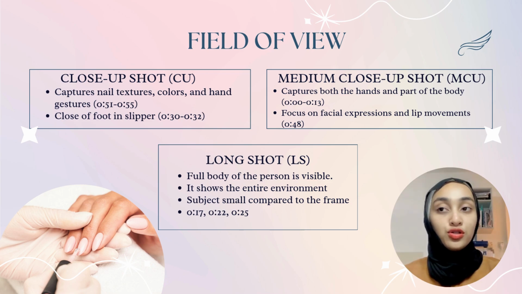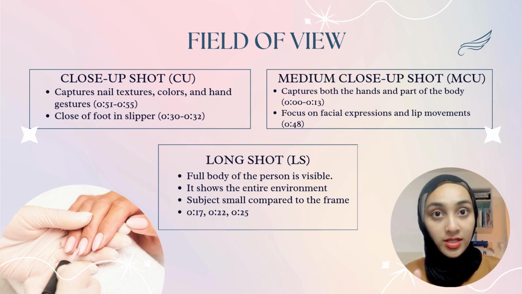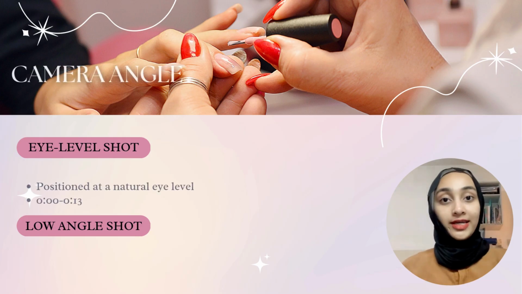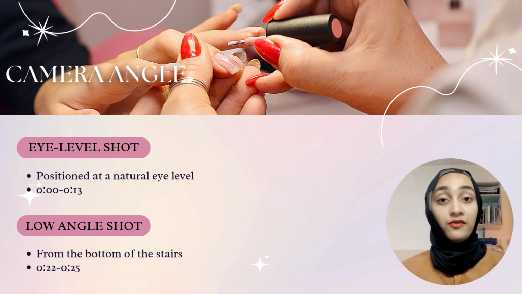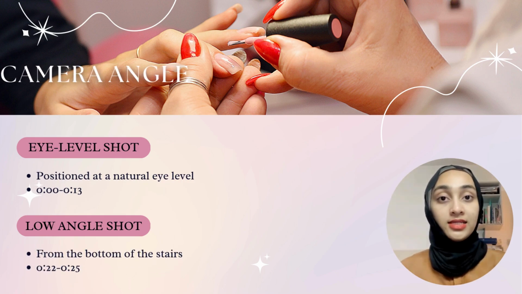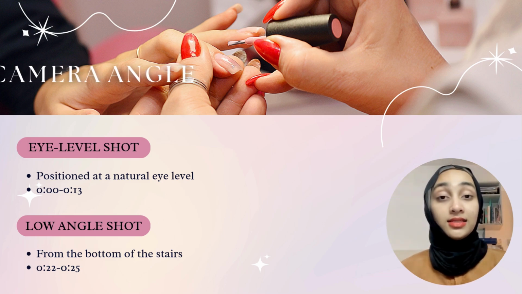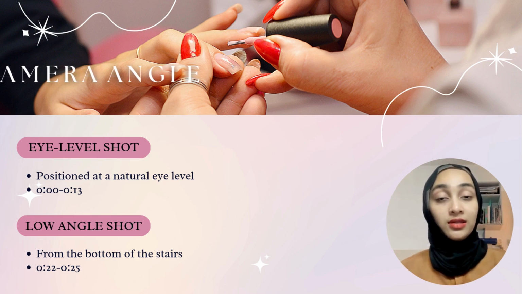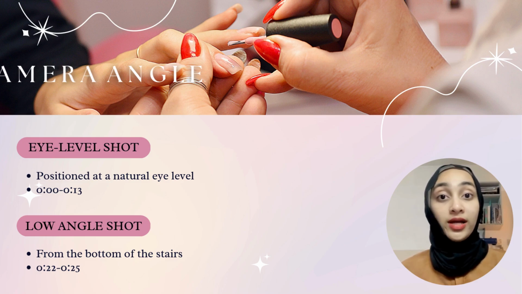Long shot is also used to show the subject in context, establish the location and mood, and create distance between the viewer and the subject. For camera angle, I'm using two types of angle. The first one is eye level shot. As you can see, from 0 seconds until 13 seconds of the video, the camera was positioned at a natural eye level. Next is low angle shot.